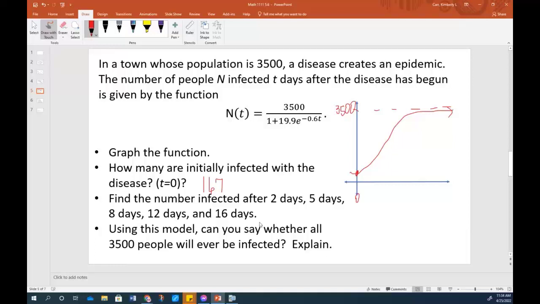Now, going to my other values, I have 500 at 2 days. At 5 days, it said 1,758, and then 3,008. I'm rounding this off to a whole person. Don't want to have part of a person infected. Make sure on your homework you're always looking at what they tell you to round it to, but on something like this they'll probably say an integer. And then I have 3,449.